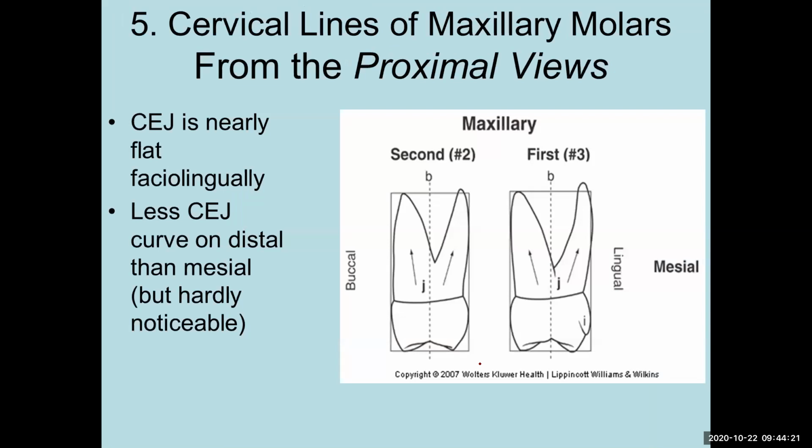The CEJ is nearly flat because the tooth is broad. There's less CEJ curvature on the distal than it is on the mesial, but you really can't see it because it's a nice straight CEJ. Look at the difference in the size also of this root. Okay, the first molar is bigger.